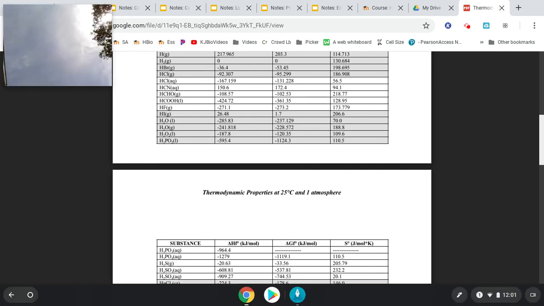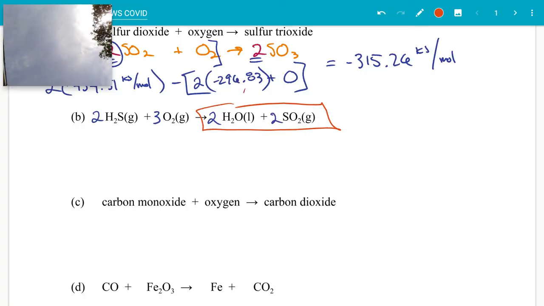Now I'm going to go back to the worksheet and I'm going to get all of that balanced out. So it says we have 2 of the liquid water. So I'm going to go ahead and put that in brackets. So in brackets, I'm going to do 2 times, and then the liquid water is a minus 285.83 kilojoules per mole. And then I'm going to add that to 2 times the sulfur dioxide. There's the sulfur dioxide. 2 times, and the sulfur dioxide we already knew from the previous problem was a minus 296.83.